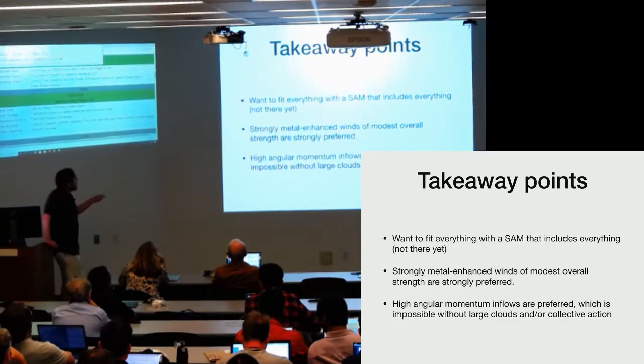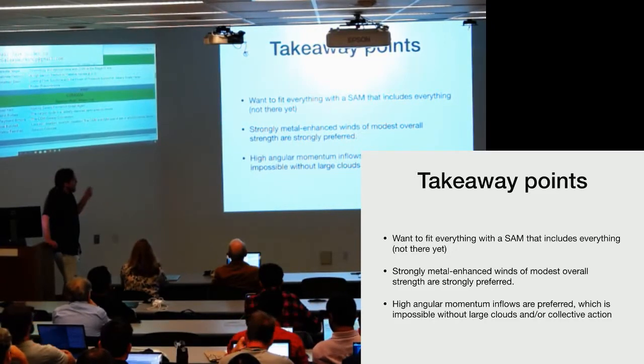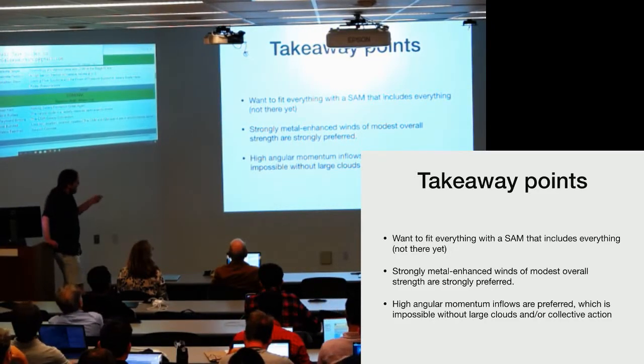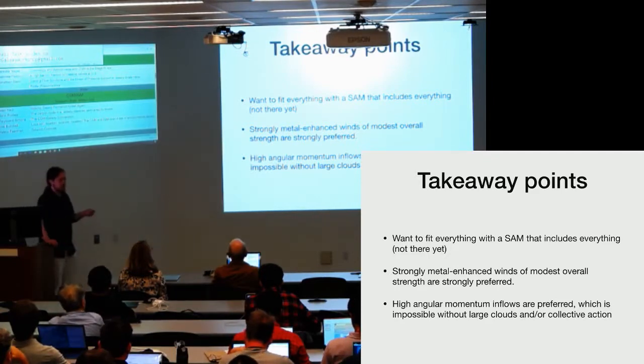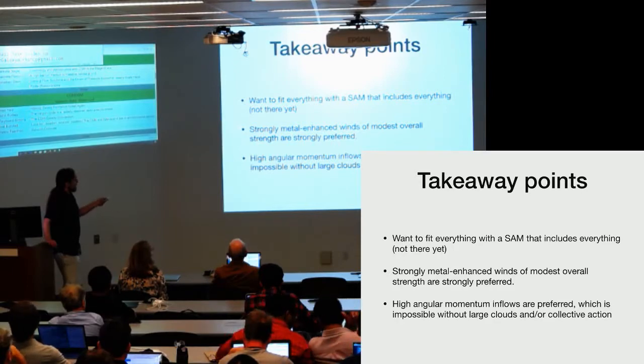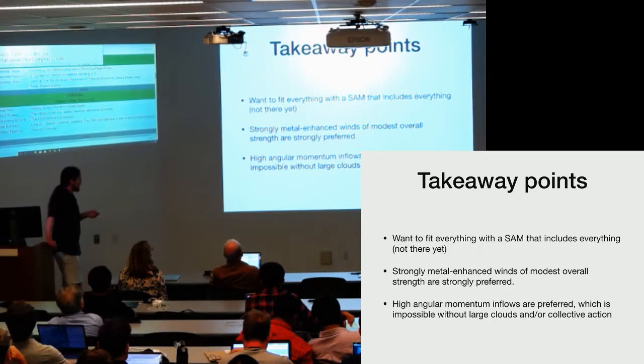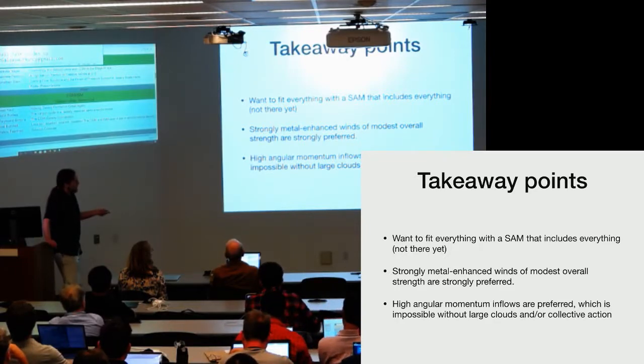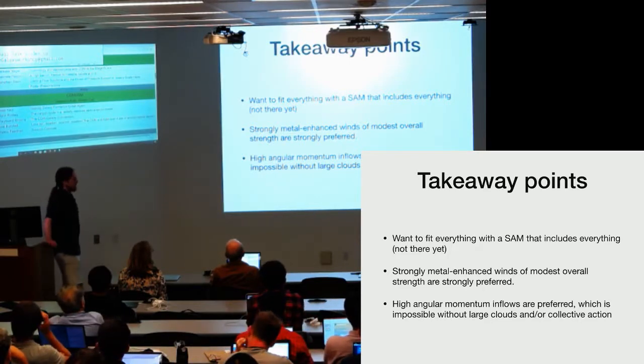So the takeaway points are that the program I'm advocating here is that we want to fit everything with a SAM that includes everything. We're not there yet, but that's the direction I want to go. This fitting procedure strongly prefers metal-enhanced winds of modest overall strength. And it also prefers high angular momentum inflows, and that is impossible without large clouds and/or collective action of the clouds. So, thanks.